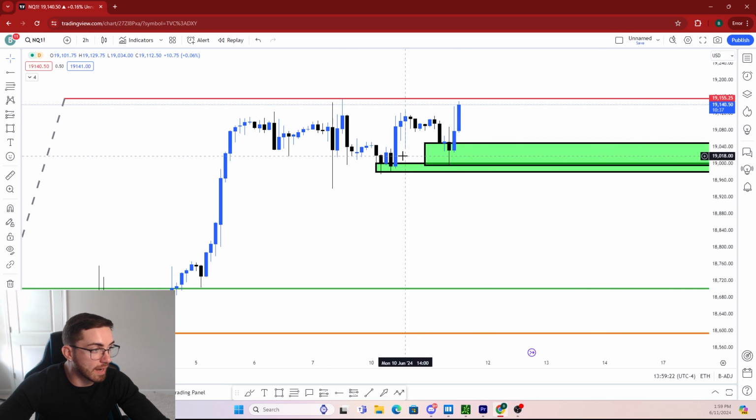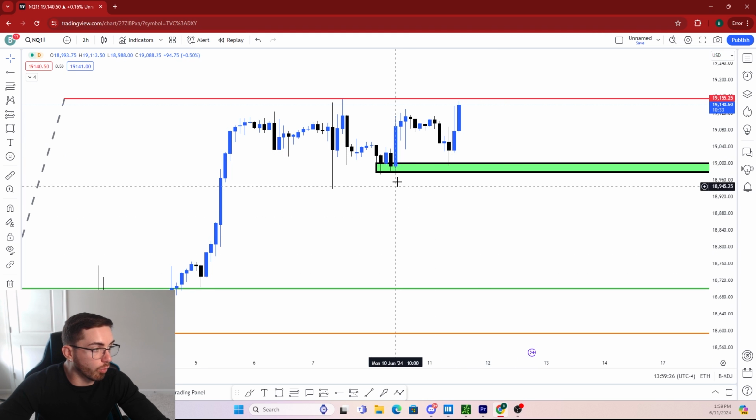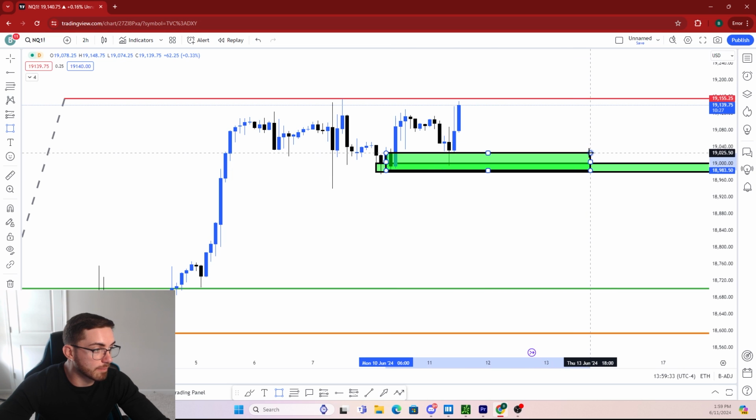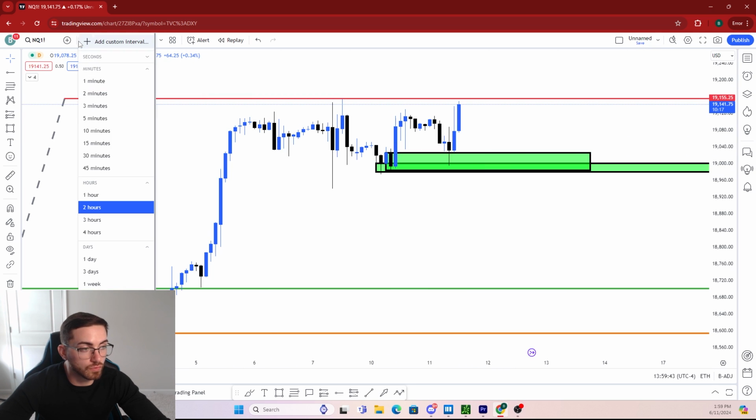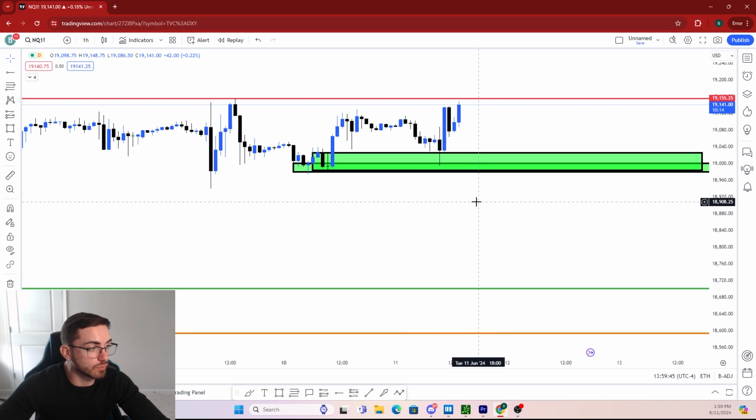But as far as the 2-hour, you can see over here, we also had a 2-hour demand along with that 4-hour demand. So this is now a higher probability area. We had that small 4-hour zone, but then on top of that, we had the 2-hour zone that started right there. And because of that, we have a very, very strong demand zone that we want to look for a bounce in.